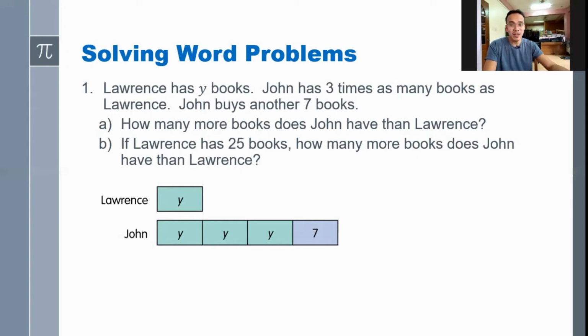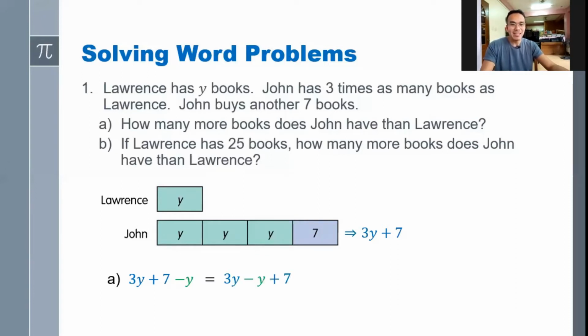That's question letter A. We're looking for the difference between the number of books John has and the number of books Lawrence has. In the model, John has 3y plus 7 books, right? So to answer question letter A, we're going to subtract y from 3y plus 7. And remember, when you simplify an algebraic expression, you have to make sure first that similar terms are placed side by side.